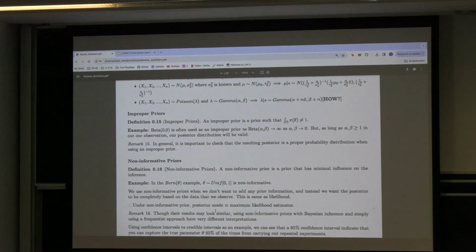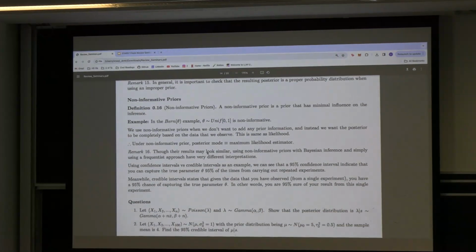We usually use this just because if we have no idea what to put for the prior. For example, beta 0,0 is often used, and the intuition behind this is basically that you don't want to know anything about it, which ties into the non-informative prior as well. But just know that this exists. An important thing is to check that the resulting posterior actually follows a valid PDF or PMF, even though the prior doesn't necessarily have to.